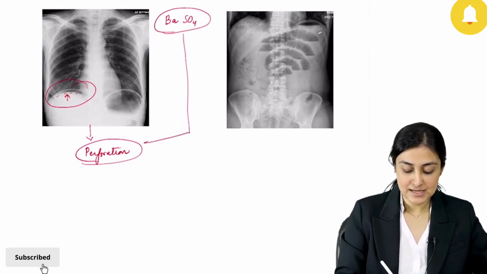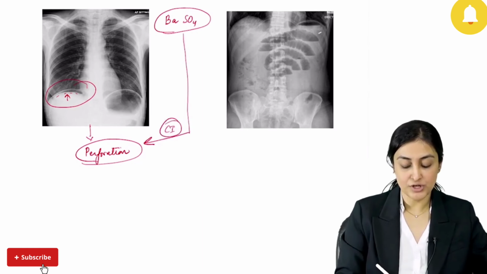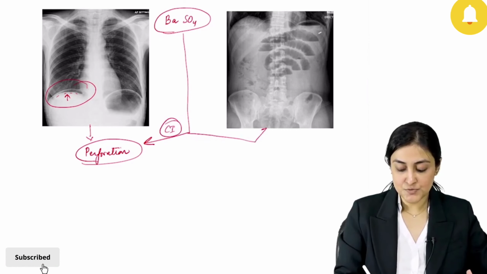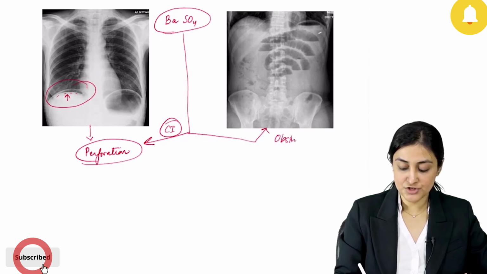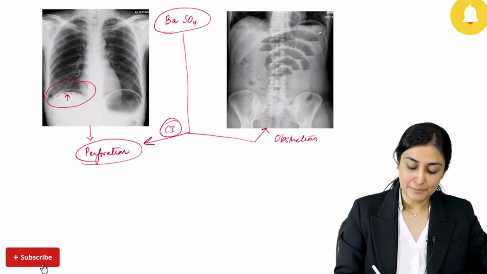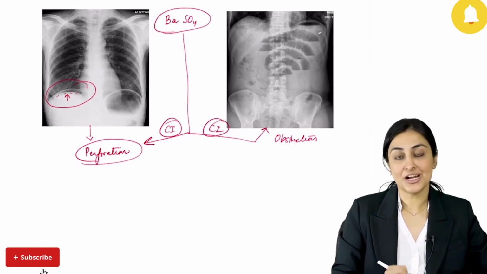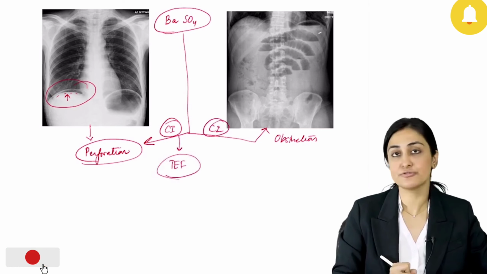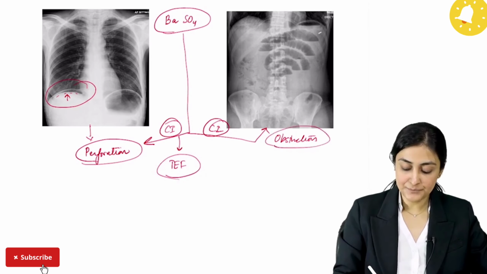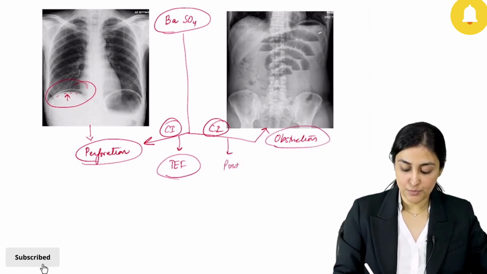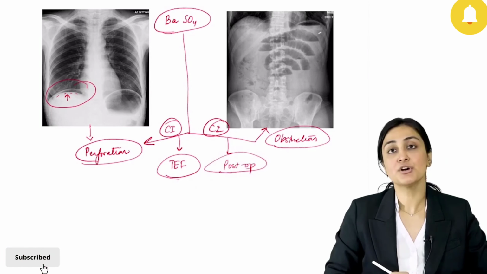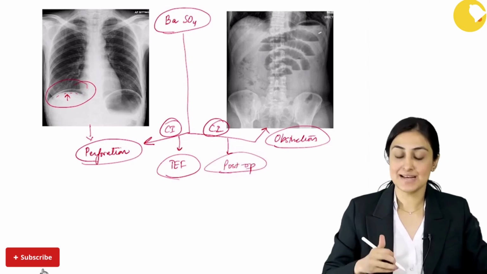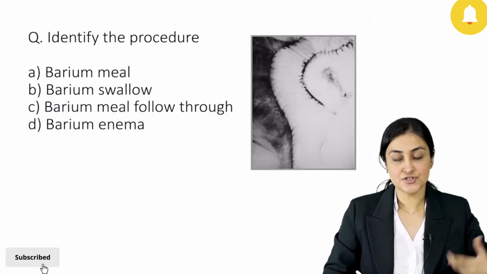And in such cases, barium is a complete contraindication. Similarly, when you see dilated bowel loops, you have a picture of obstruction, intestinal obstruction. Barium is again completely contraindicated. Similarly, in cases where you have tracheoesophageal fistula, do not give barium. In cases of post-operative patients, do not give barium because it can leak out through the post-op anastomosis sites. Alright, so these are the contraindications of barium.